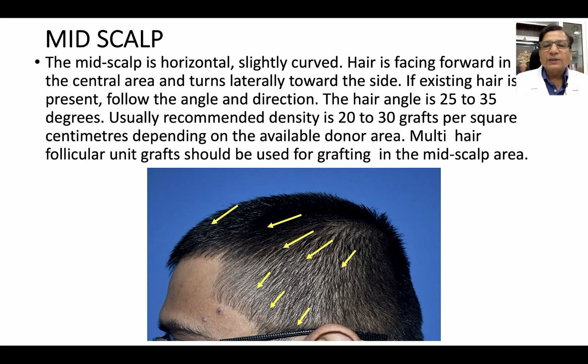Usually the recommended density is 20 to 30 grafts per square centimeter depending on the available donor area. Multi-hair follicular units should be used for grafting in the mid scalp area. So these are a few multifollicular units. The angle is 25 to 35 degrees, density is 20 to 30 grafts per square centimeter. And when you are reconstructing the parietal hump, you need to take care of the graft direction which you are implanting. Follow the ghost hair, and usually they are present.